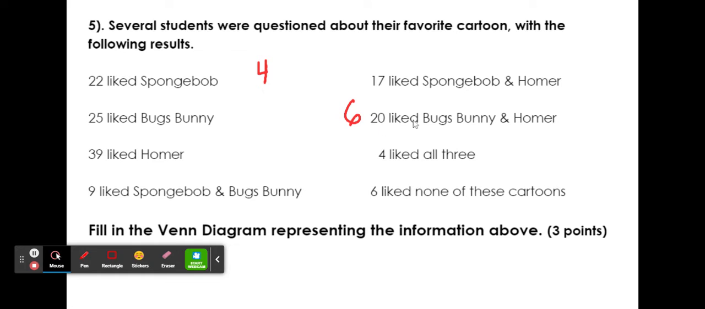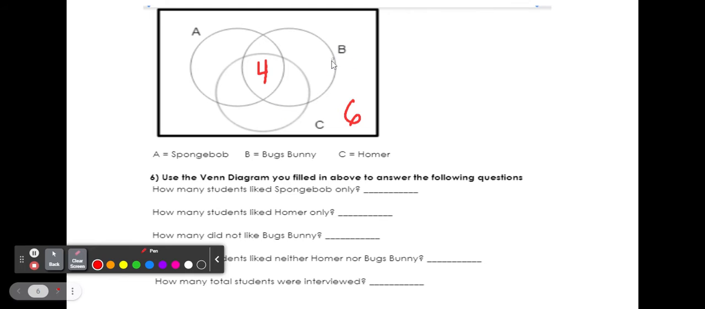So this one says 20 liked Bugs Bunny and Homer. So I'm going to do 20. 20 likes Bugs Bunny and Homer, which is right here, B and C, which means that in this part, I hope these colors don't confuse you, it has to add up to 20. But 4 of them are already in this section, so when I subtract, this section is 16.